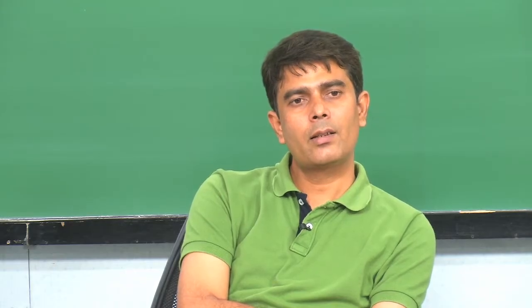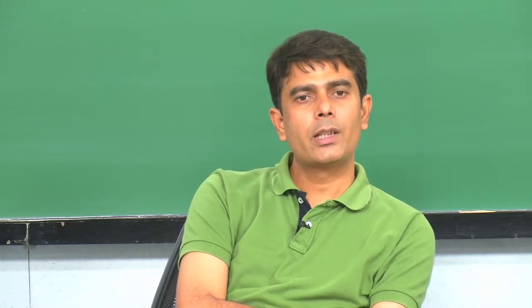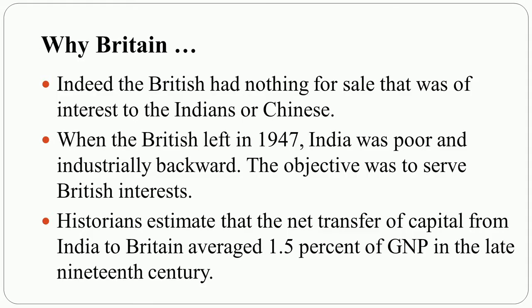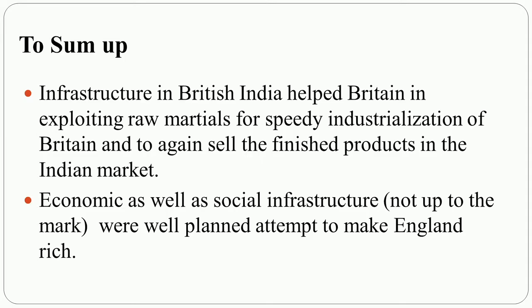Indeed, the British had nothing for sale that was of interest to the Indians or Chinese. When the British left in 1947, India was a poor and industrially backward country because the objective was to serve British interest. Historians estimate that the net capital transfer from India to Britain averaged 1.5% of the gross national product in the late 19th century. So, this entire discussion proves that infrastructure in British India helped Britain in exploiting raw materials for a speedy industrialization of Britain and to again sell the finished products in the Indian market.